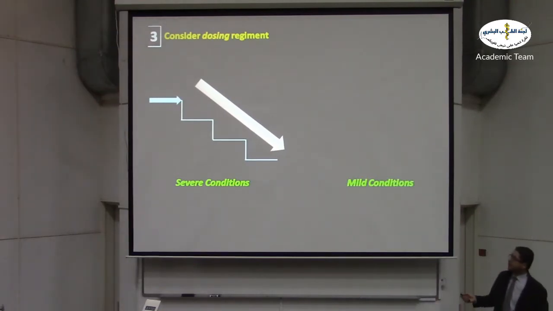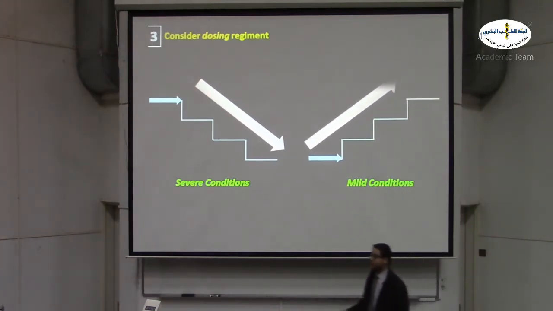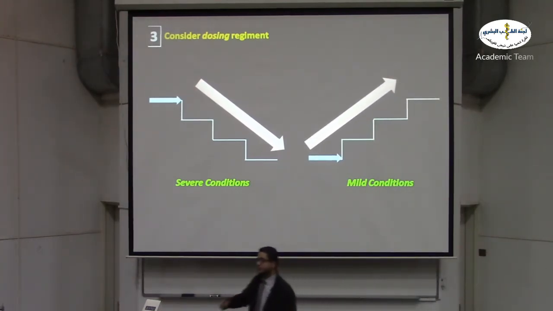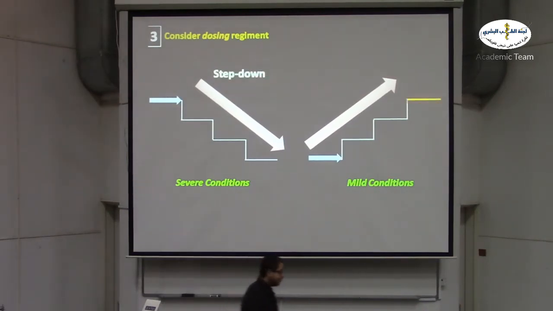Then, on the other hand, if I have a mild condition, I don't need to start with the highest dose. I actually start with the lowest possible dose and start going up until I get to the dose that gives me the best kind of effect. This is something we call the step down and step up approach.